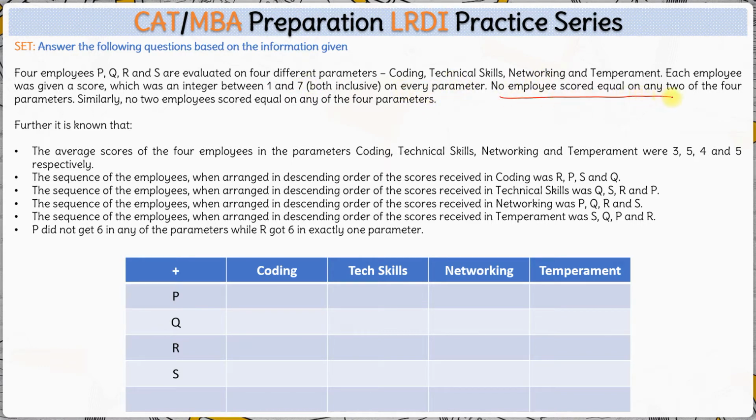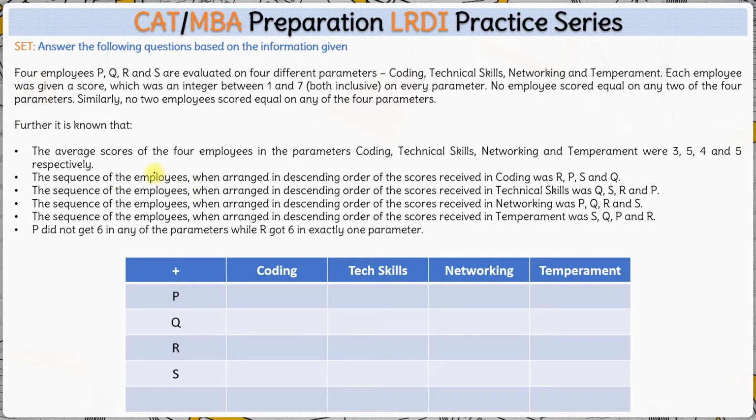No employee scored equal on any two of the four parameters. Similarly, no two employees scored equal on any of the four parameters. That means no employee scored the same on any of the parameters, and similarly no two employees scored the same on any parameter. For example, for coding, the ratings for all the four employees would be different. Next, we are also given certain more data and we have to figure out what is the rating for each of these four employees.